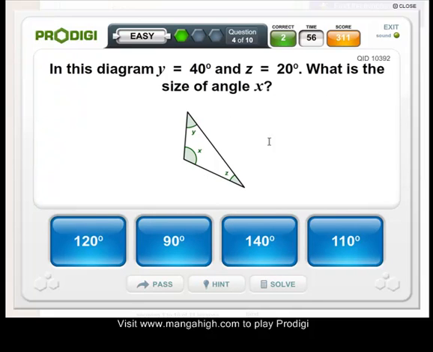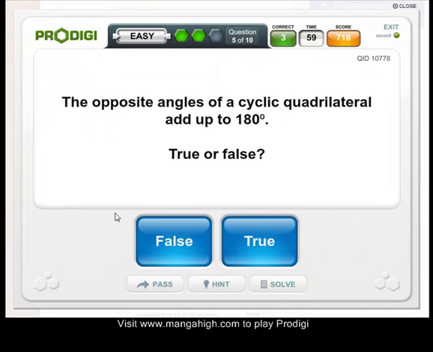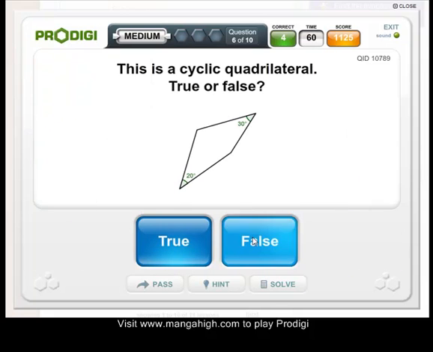And here's another one. x for size, they must be 180 minus 4, so I think that's 120. And again, we just learned that earlier, so I think that's definitely true. So, because we answered 3 questions in a row correctly, Prodigy has upgraded us to medium level, and it's given us a new shape here, and it said this is a cyclic quadrilateral. Now there's no circle, but I can see that these opposite angles don't add up to 180, so it's clearly false.